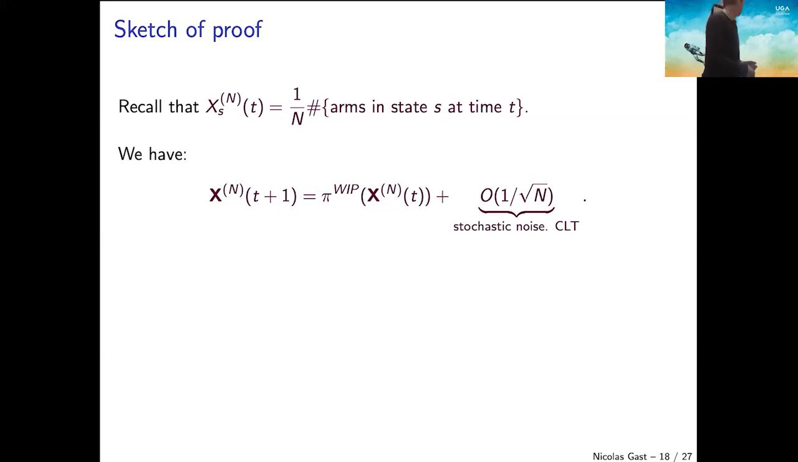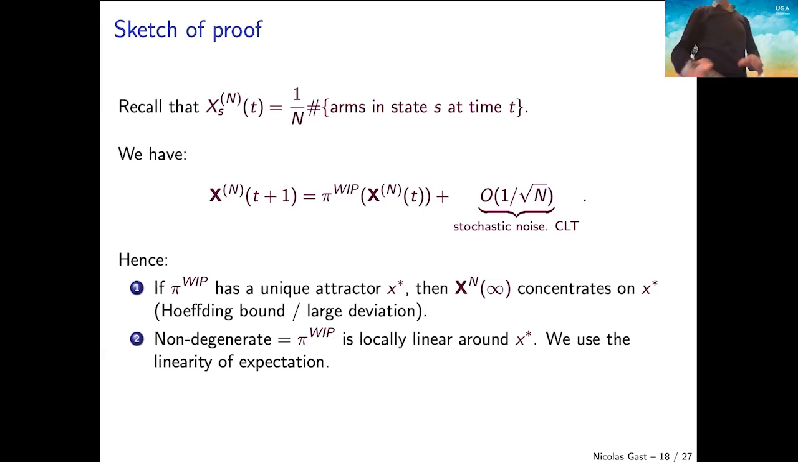Now the expectation of this noise is 0, but this thing is non-linear, so there is something to be done. But when n goes to infinity, this goes to 0, and this is how you prove the first result, that it's asymptotically optimal if you have a unique attractor.